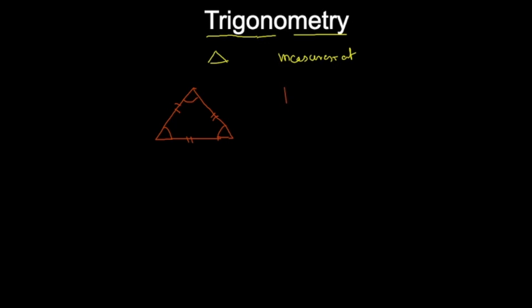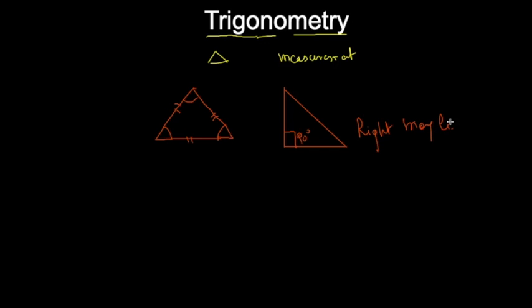I hope you know what a right angle triangle is. A triangle where one angle is 90 degrees is called a right angle triangle, or also a right triangle.